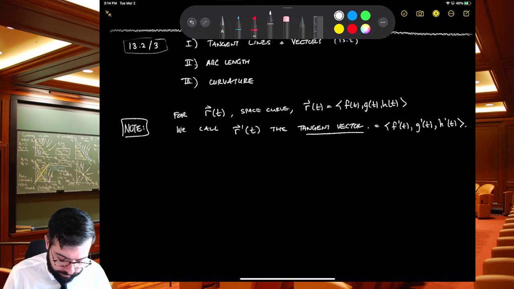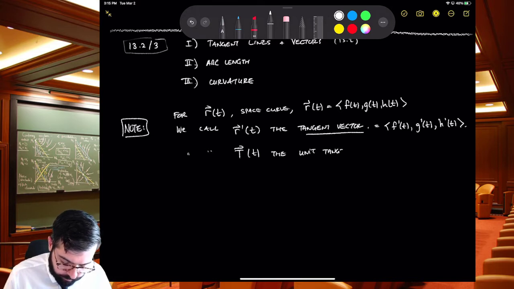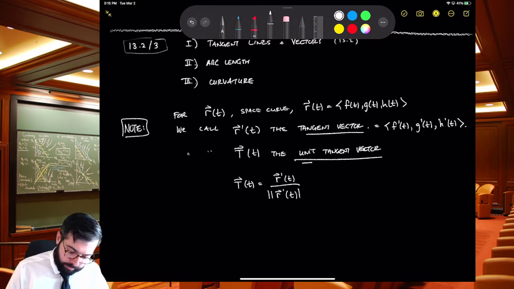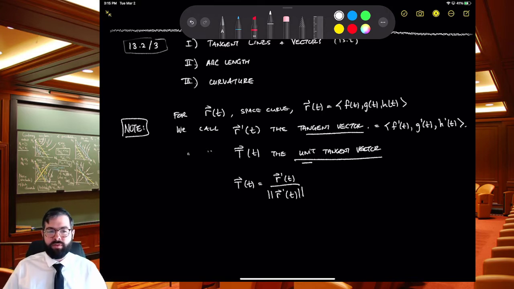So we call big T of t the unit tangent vector, and we define it to be the tangent vector divided by its magnitude. You'll also sometimes see this double absolute value sign for the magnitude. It means the same thing.